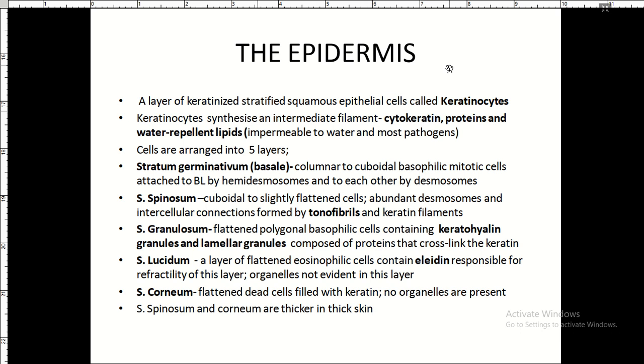So the stratum corneum, which is also referred to as the horny layer, has flat, dead cells filled with keratin. No organelles, no nucleus. And this stratum corneum, together with the stratum spinosum, are the thickest layers in thick skin.